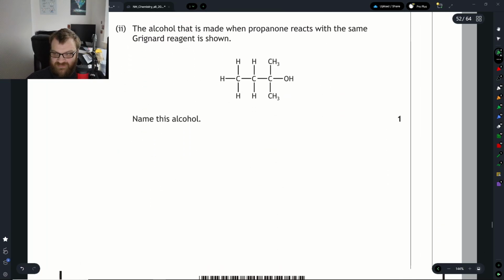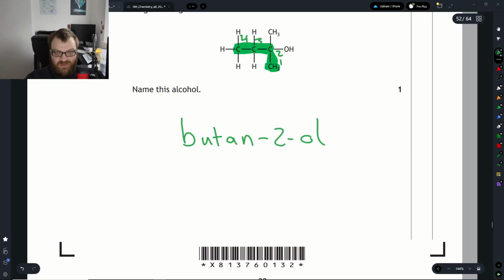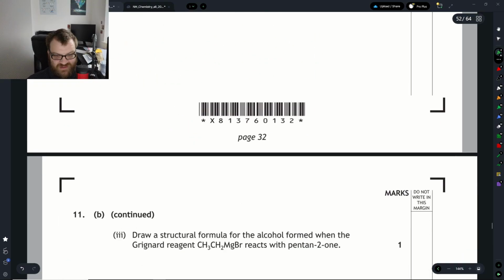This one we're just asked to name this alcohol. You need to include the carbon with the OH, so this one's the most important one. I can see that we can have 4 carbons in a row, not 3, which is what some people would end up putting. 4 is but. You can look it up in the data booklet if you don't remember them. So we have but, and on the second carbon is the OH group, so it's butan-2-ol. We have a 1 carbon branch, which is a methyl group off the second. So 2-methylbutan-2-ol is the correct answer.